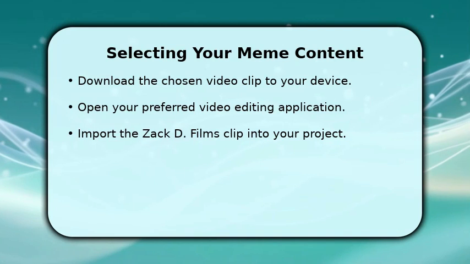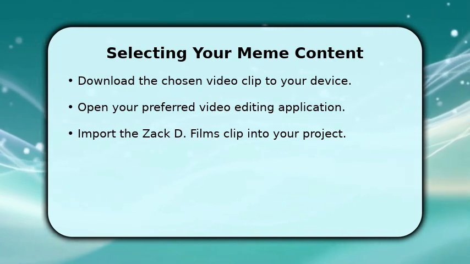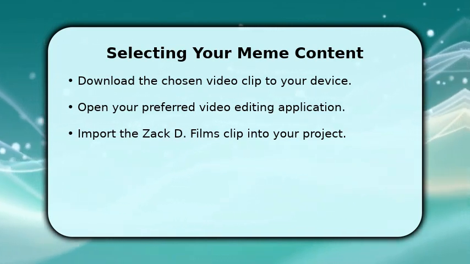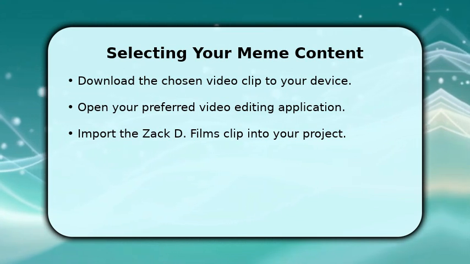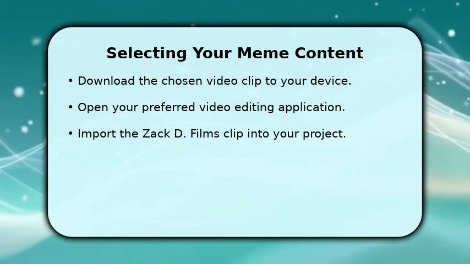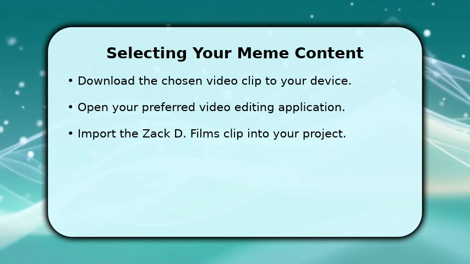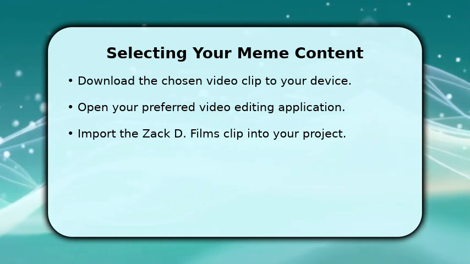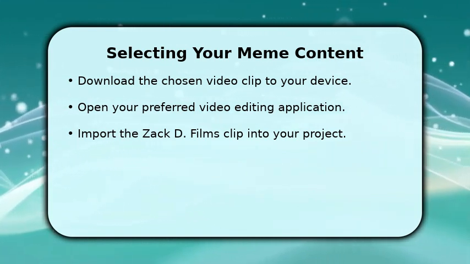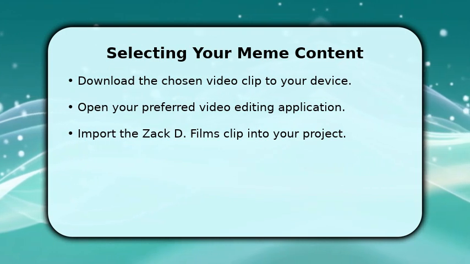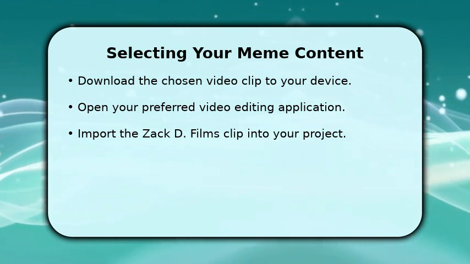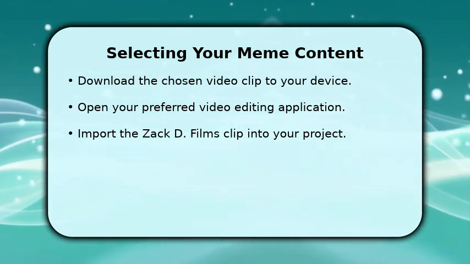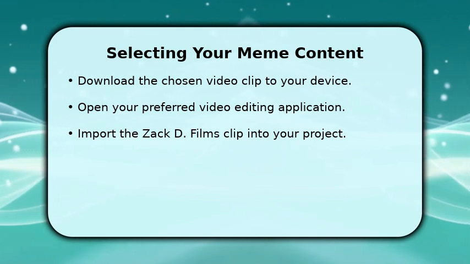Now that you have your perfect clip, the next step is to get it ready for editing. Download the video segment directly to your phone or computer. Many free online tools or browser extensions can help with this. Once downloaded, open your favorite video editing app, like CapCut or InShot, and import the clip into a new project. This prepares your canvas for adding the meme elements.